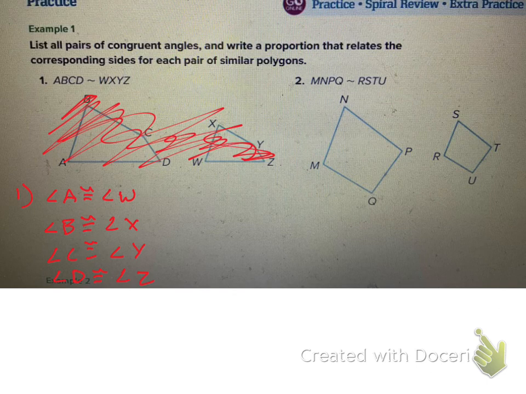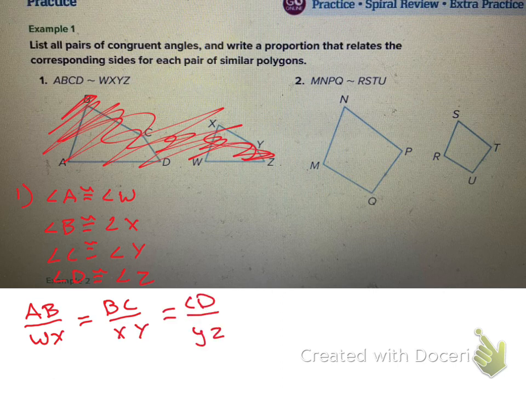Okay. Next part, I'm listing the proportion of the corresponding sides. So again, I don't need the picture. I've got AB over WX. I've got BC over XY. I've got CD over YZ. And I've got AD over WZ. Okay. Fairly simple there. Don't even need the picture. All they're going to try and do is trick you with that picture.